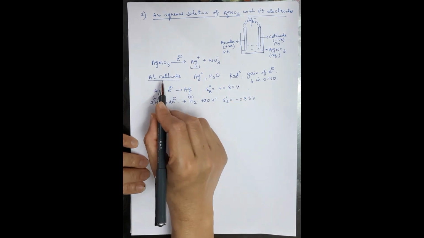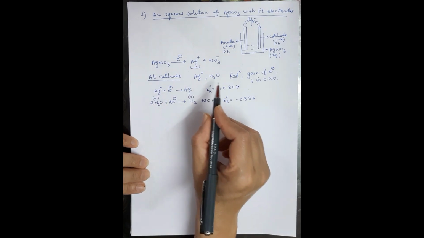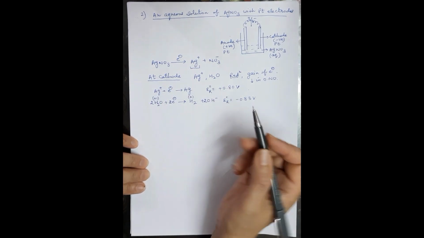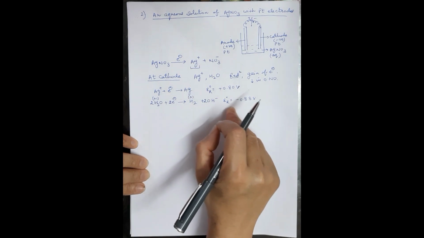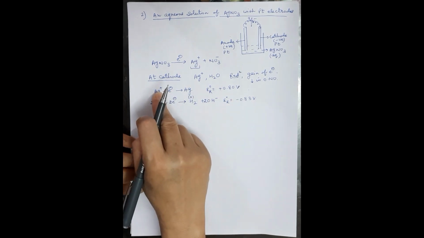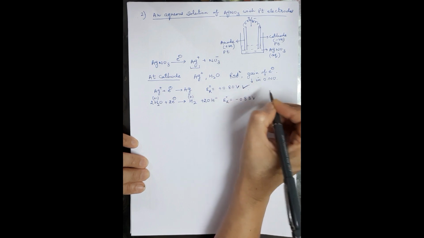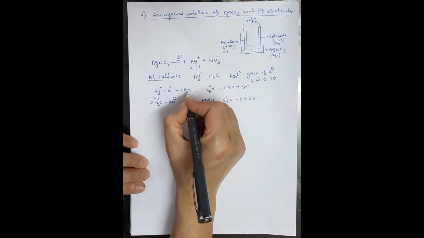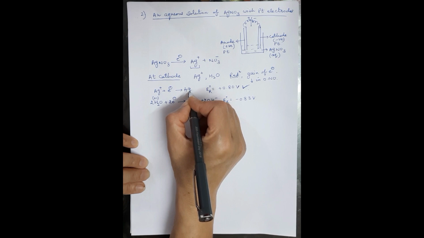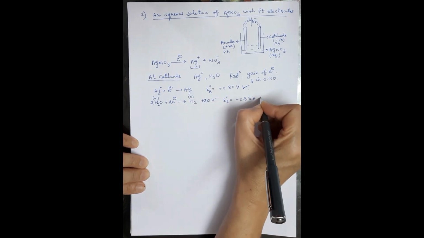As I have told you, what is the rule? The one which has more reduction potential will undergo reduction. So in this case, water will not undergo reduction, only silver ions will undergo reduction. So this reaction happens at the cathode and silver is deposited at the cathode. This reaction will not take place.